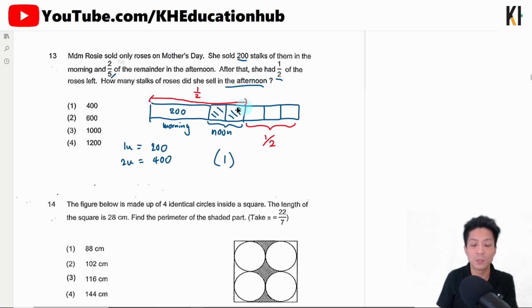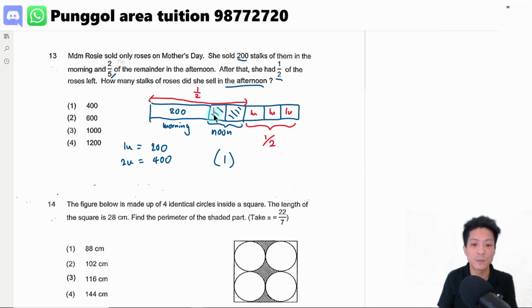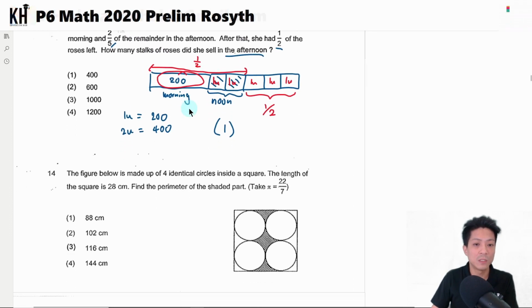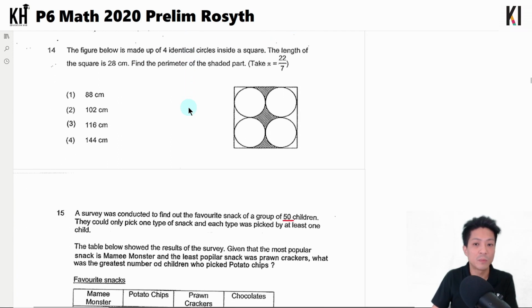Because the model is not drawn to scale, after you realize that this is 1 unit, 1 unit, 1 unit, this will be 1 unit, 1 unit also, and so this 200 is actually 1 unit. Just that when I started drawing the model, I do not know how big or small the model is. So keep in mind, whenever you're drawing a model, it might not be proportional.